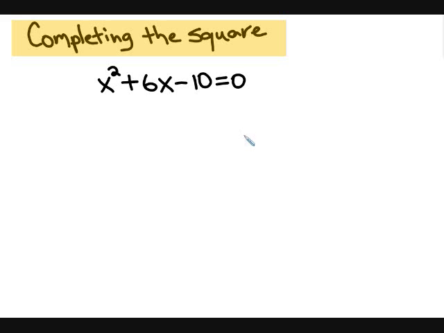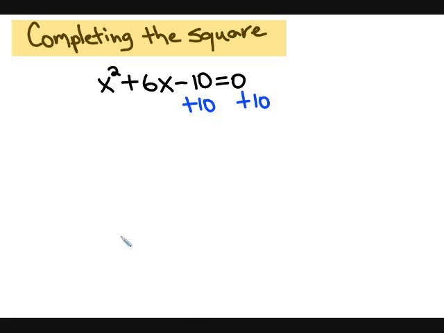Completing the square. To complete the square, we need to make sure that our leading coefficient, which is in this location, is a 1. In this case, it is. Then we proceed after that. We get rid of the constant by doing the opposite. So I add 10 to both sides, and I add 10 here.